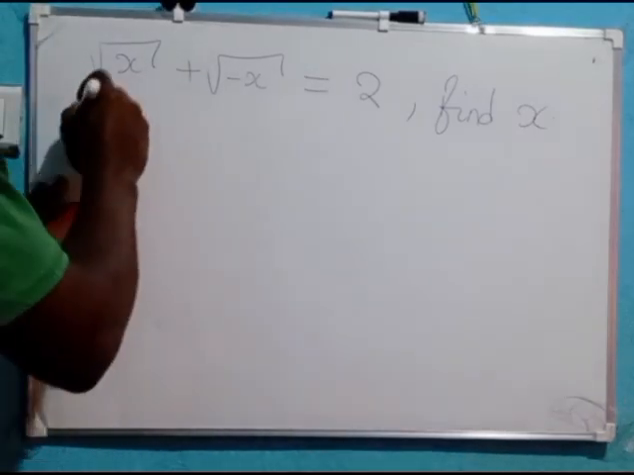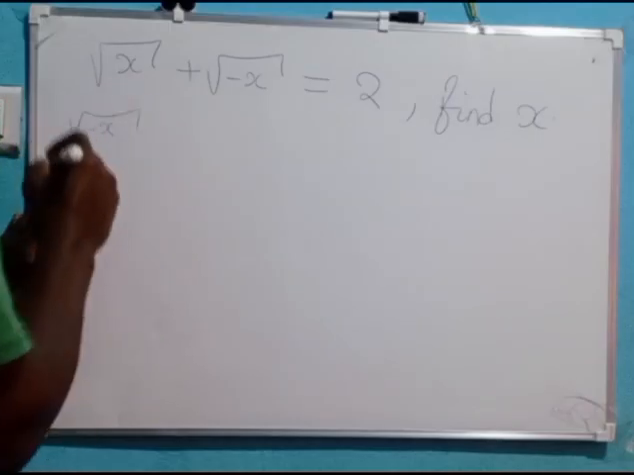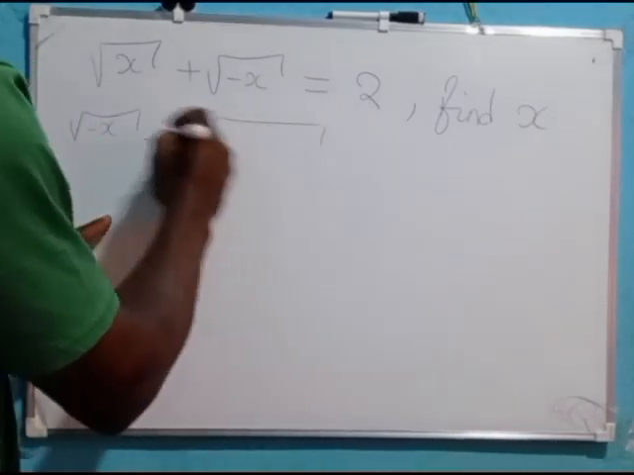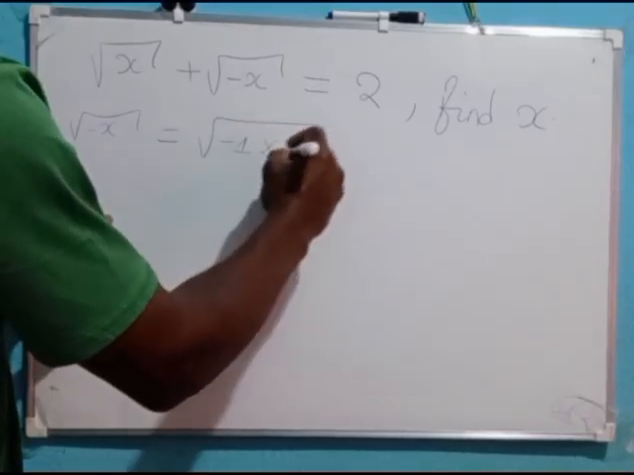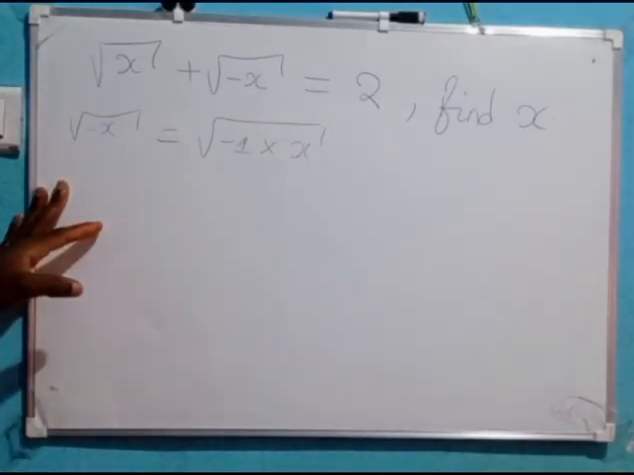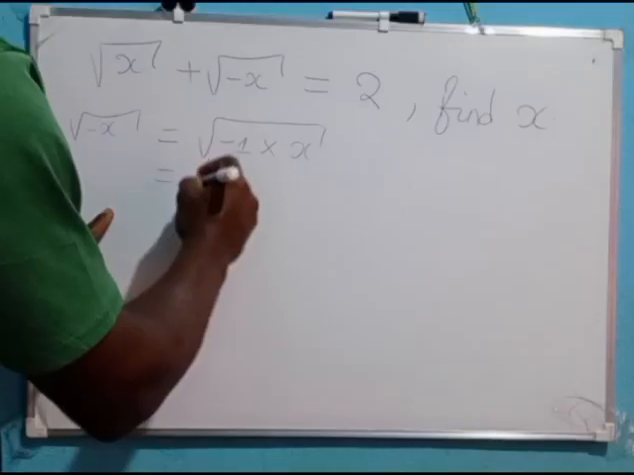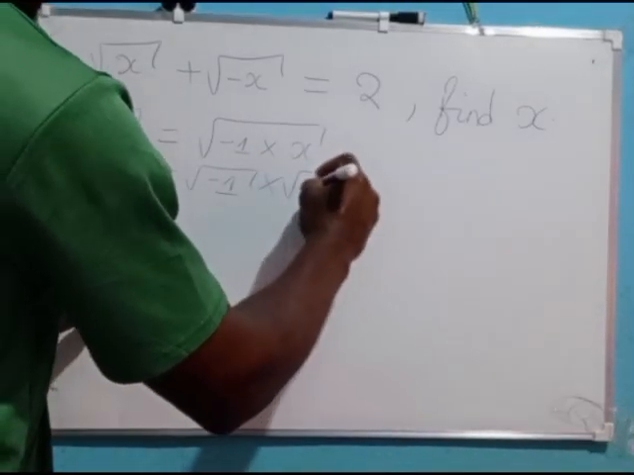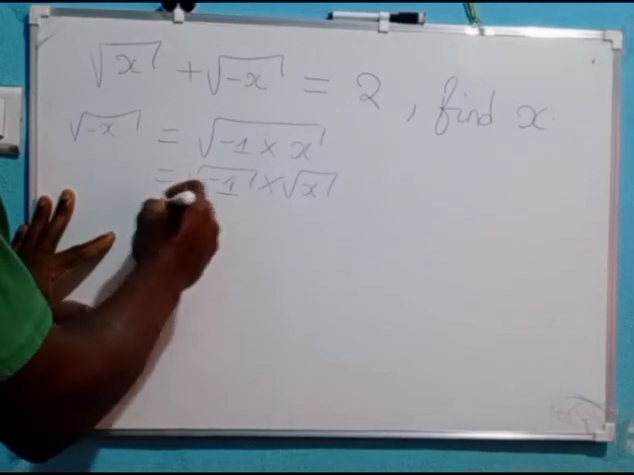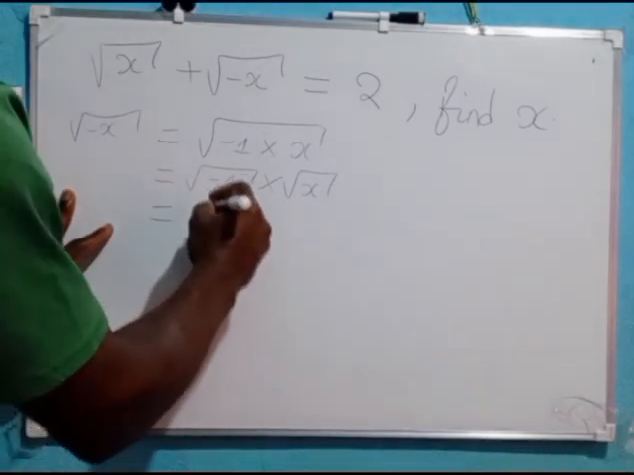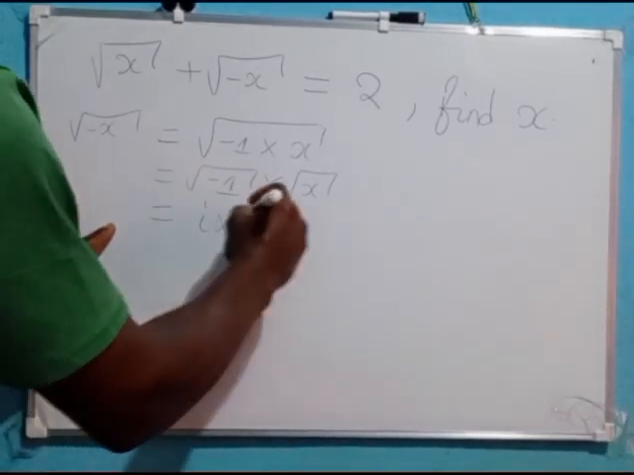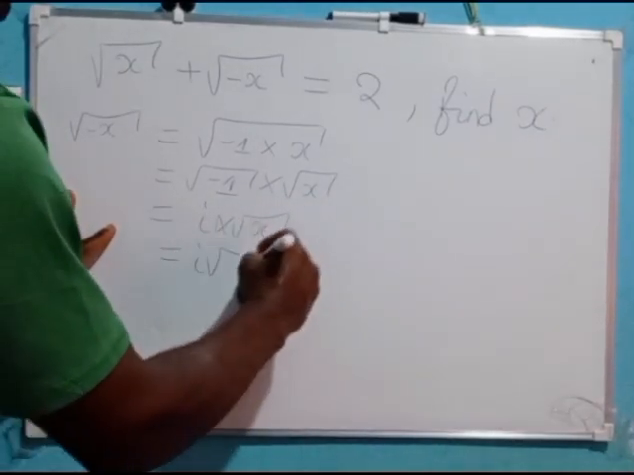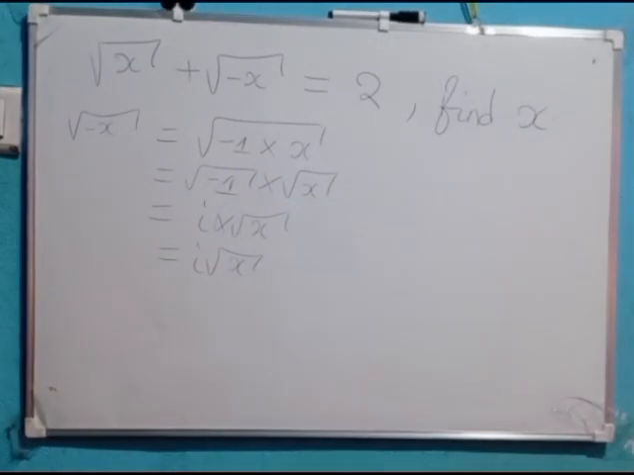First, if we take the square root of negative x, this is simply the same as the square root of negative 1 times x. We can break this as the square root of negative 1 times the square root of x. The square root of negative 1 is i times the square root of x. And this will simply give us i root x.